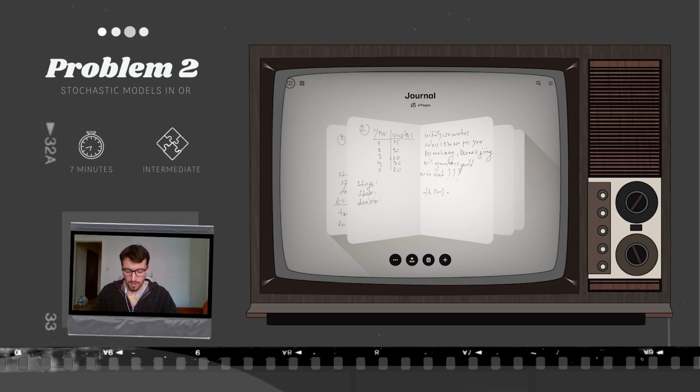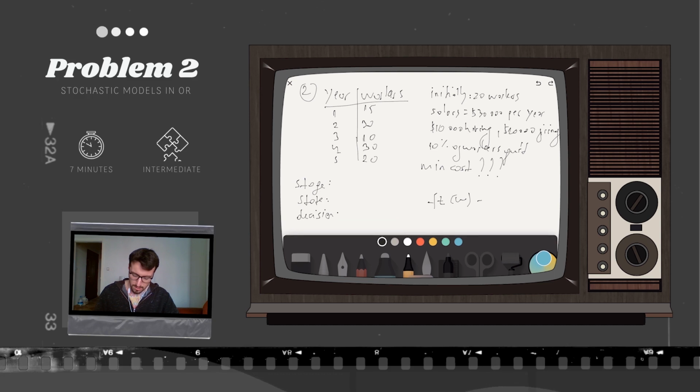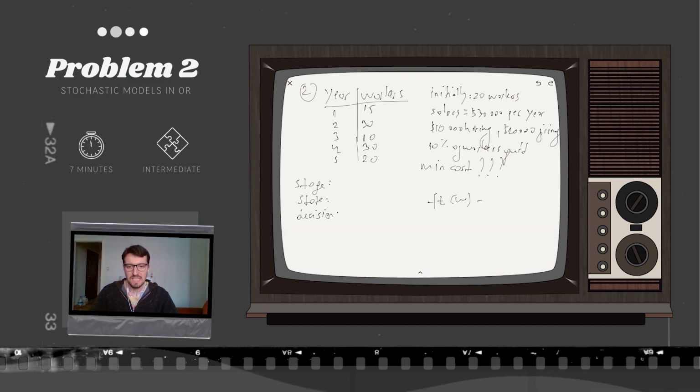In problem 2, we are dealing with a different matter. Now we are trying to optimize a factory's work. In this problem, we are given the worker needs. For each of the 5 years, we need this many workers. For example, the first year we need 15, the second year 30, and so on. And I know that in the beginning of the problem, this year, I have 20 workers. I also know that for each worker, I pay $30,000 each year.